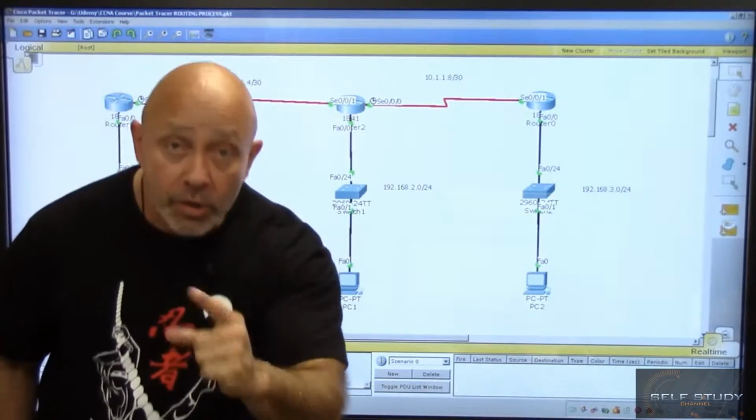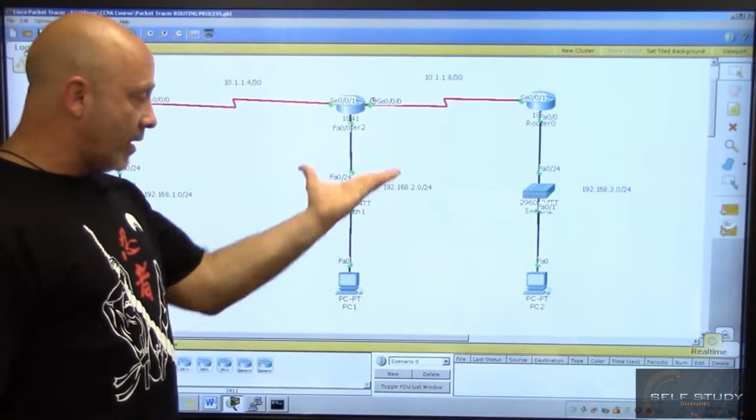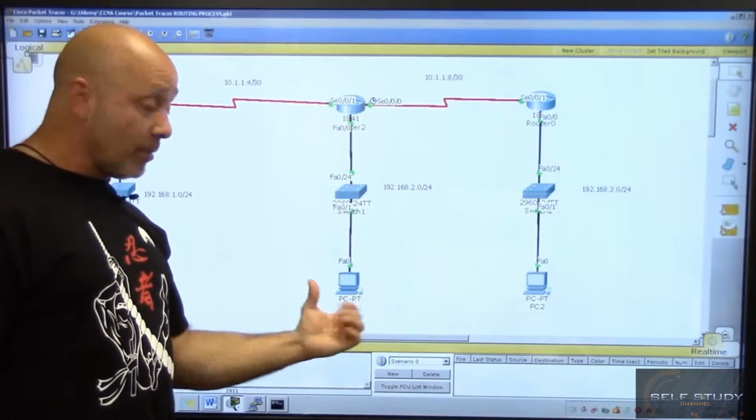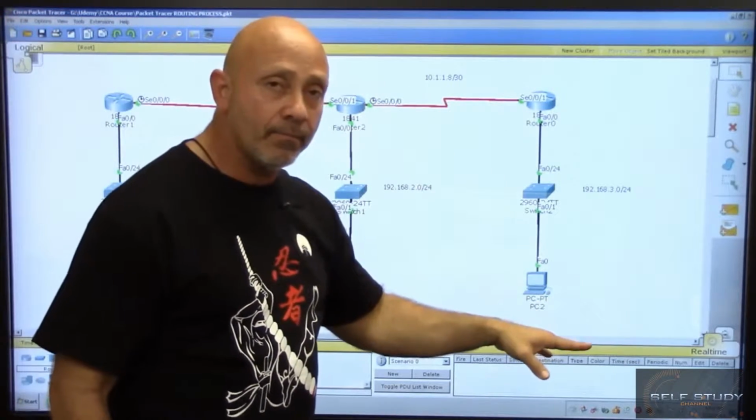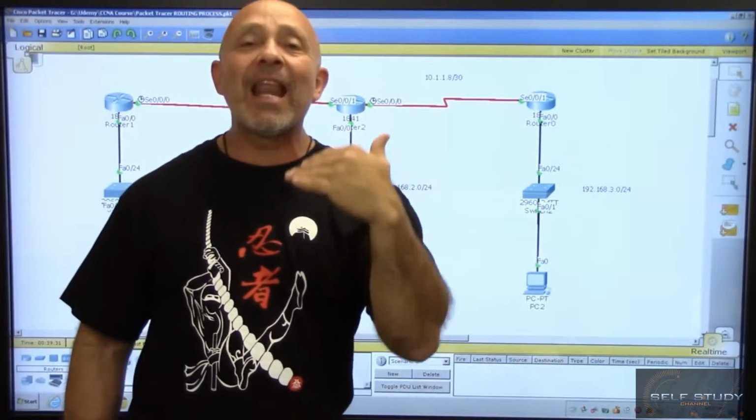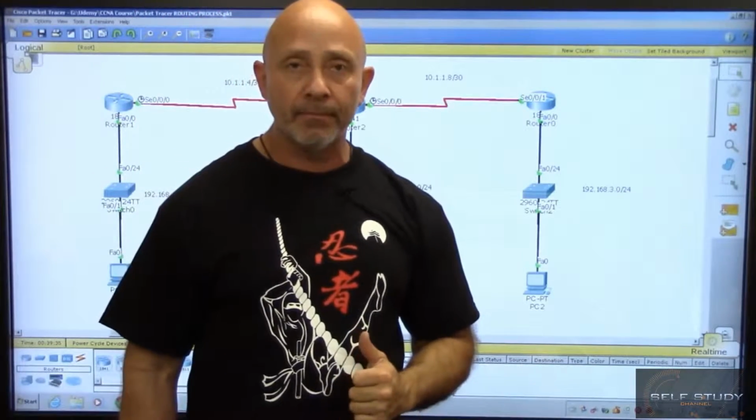The source IP address will be the PC, and the destination IP address is wherever you're pinging on this side. So this is the line of questioning that they're going to ask you when it comes to ARP.